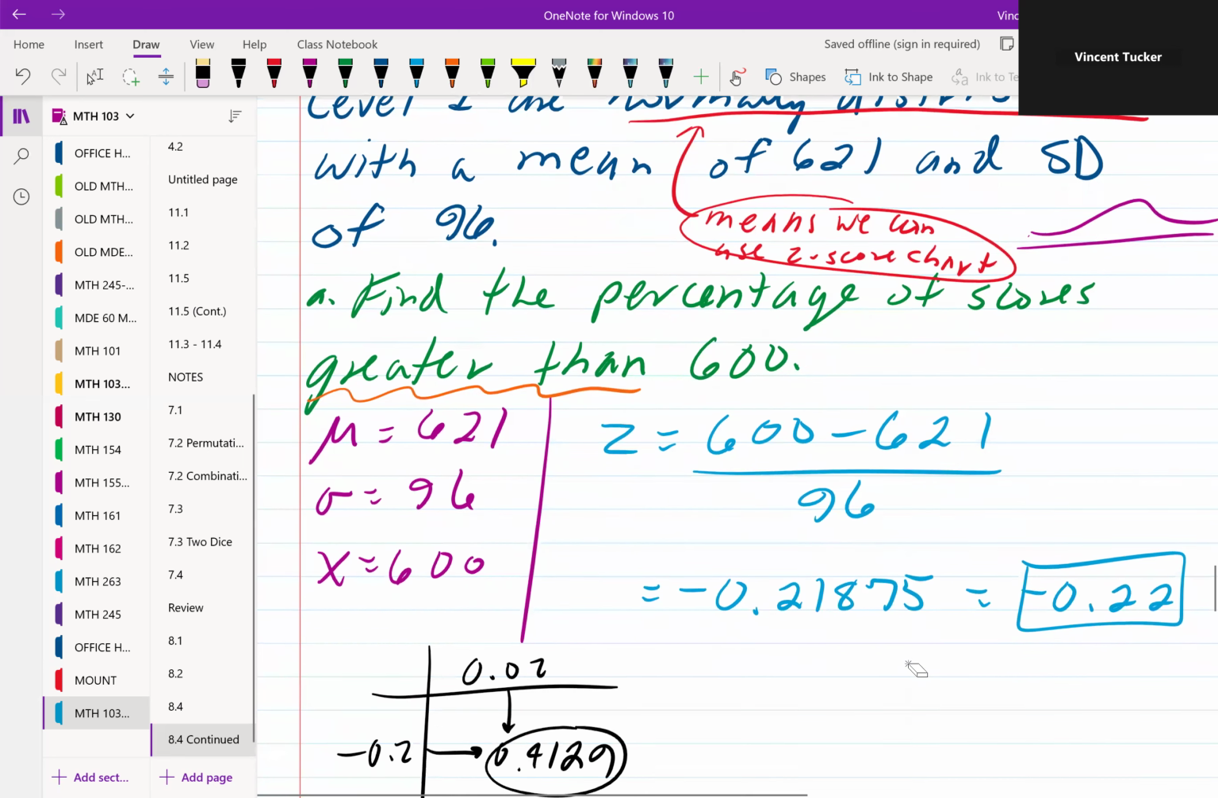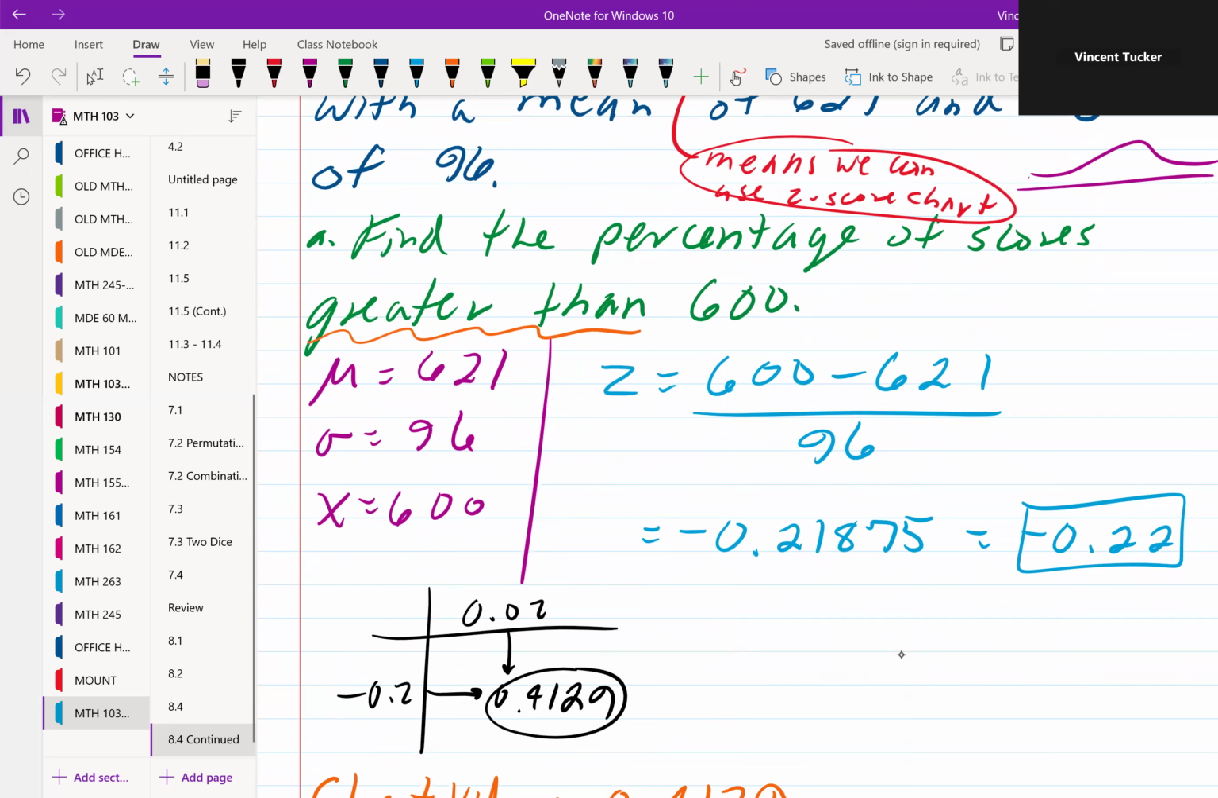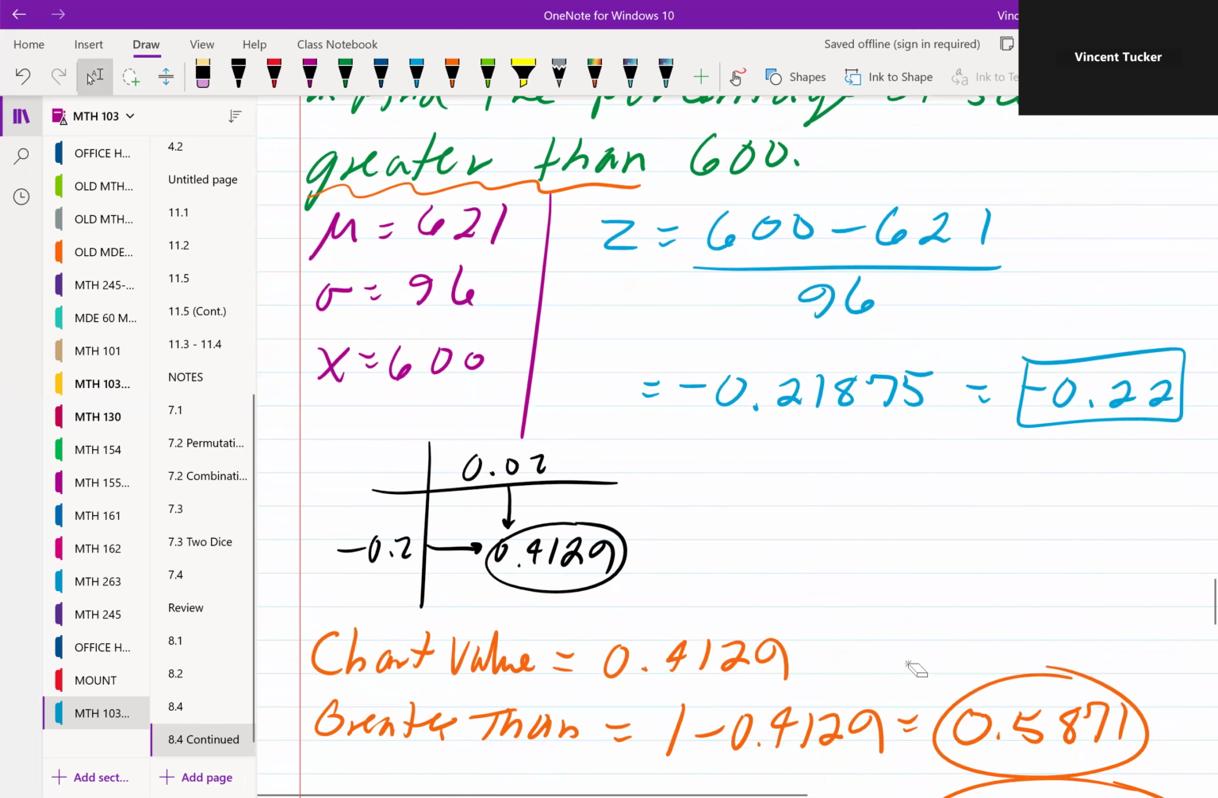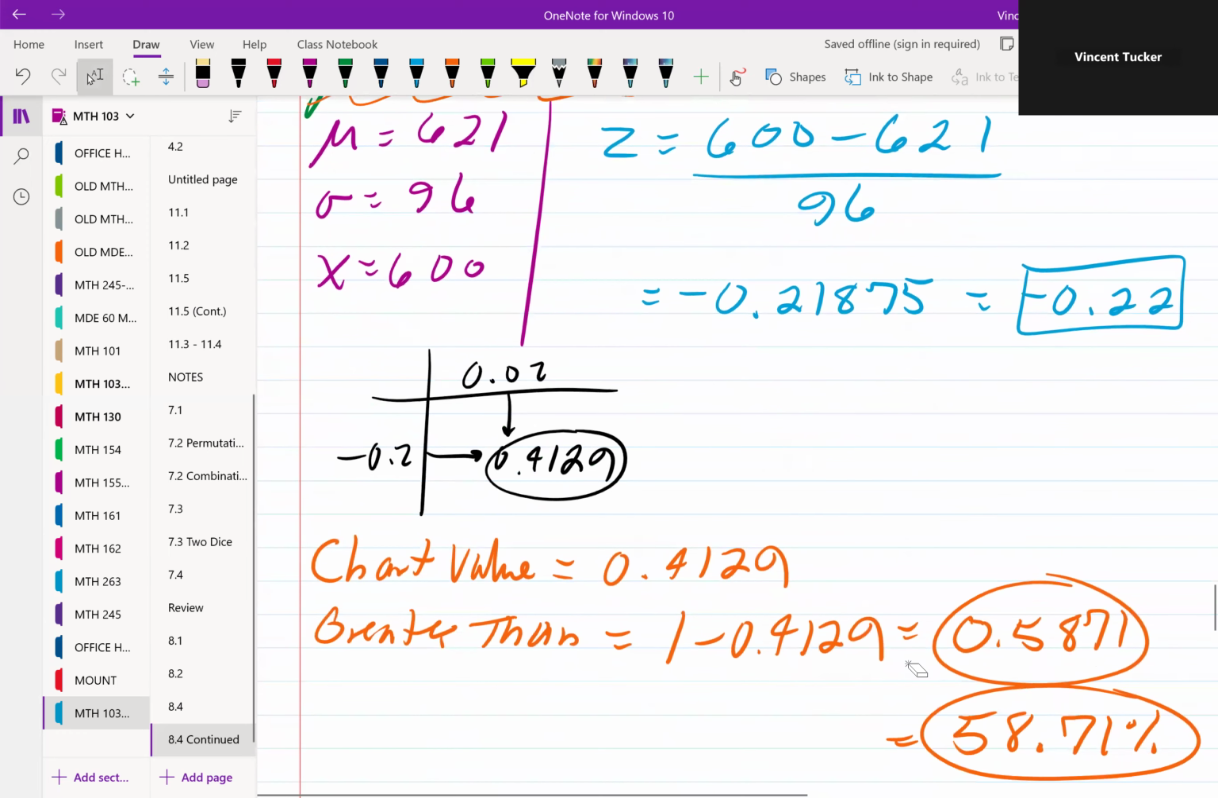Go to the chart: negative 0.2 on that left column, 0.02 on the top. They meet up at 0.4129. So our chart value is 0.4129. If we're looking for greater than, then we subtract that 0.4129 from 1, which is 0.5871, or 58.71%.